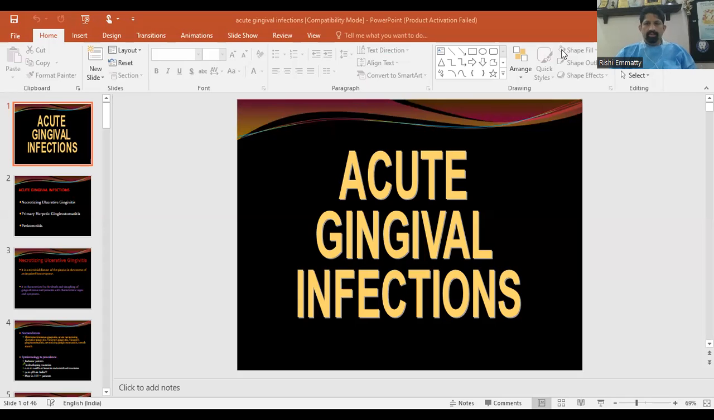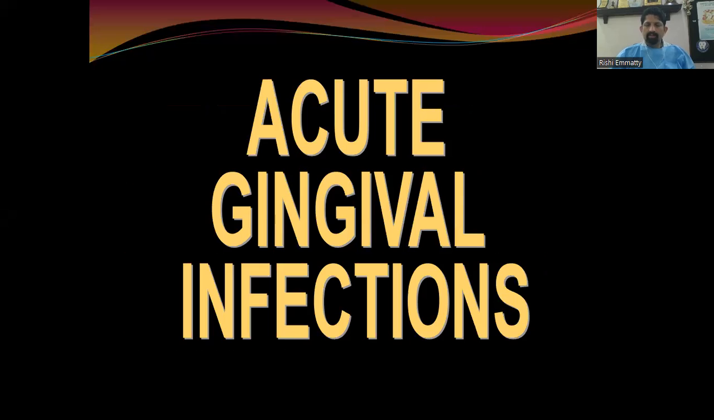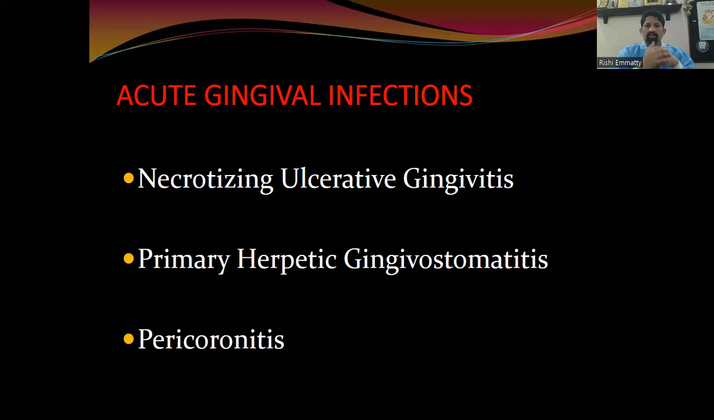Today's class, we are going to discuss acute gingival infections. What do you mean by acute gingival infection? Acute gingival infection is mainly of three types: necrotizing ulcerative gingivitis, necrotizing ulcerative gingivostomatitis or primary herpetic gingivostomatitis, and pericoronitis. So these three are the main acute gingival infections.